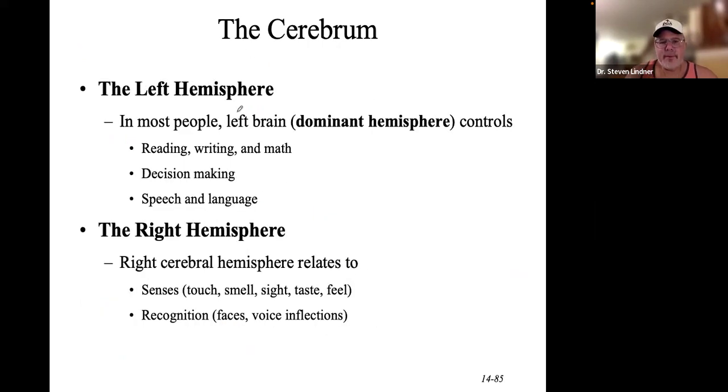So, left hemisphere, left brain, mostly reading, writing, math, science, decision making, speech and language, mostly left side. And your right side, remember, is more of the music, art, dealing with your senses, really good intuition, recognition of faces and voice inflection, primarily right side.